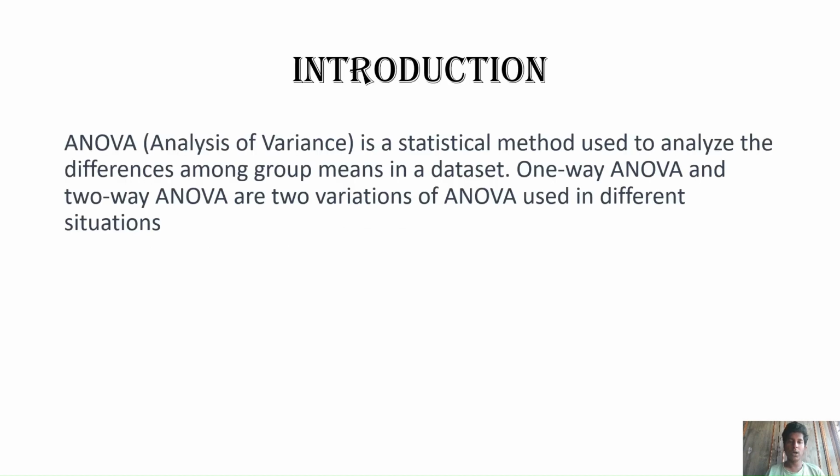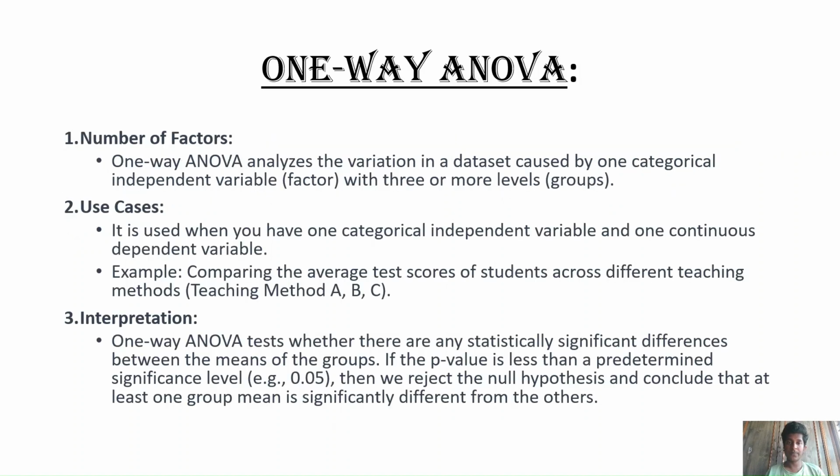Introduction. ANOVA, analysis of variance, is a statistical method used to analyze the differences among group means in a dataset. One-way ANOVA and two-way ANOVA are two variations of ANOVA used in different situations.